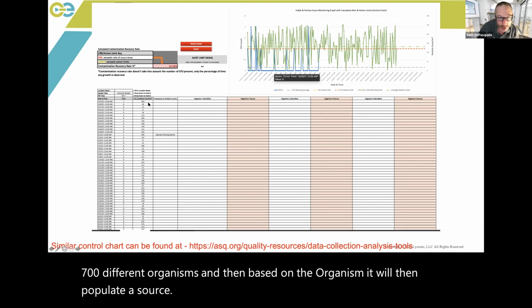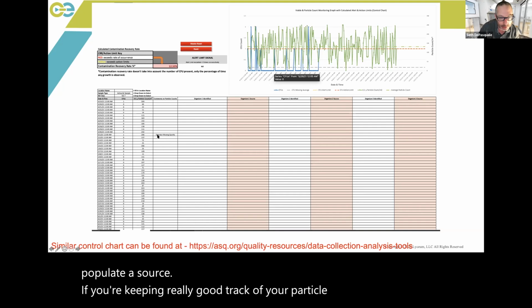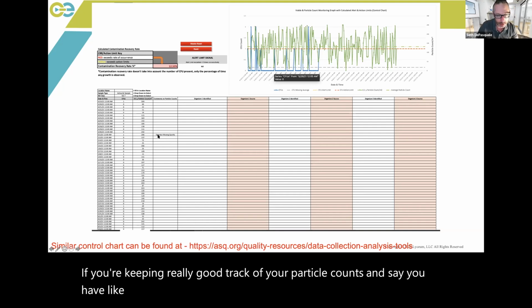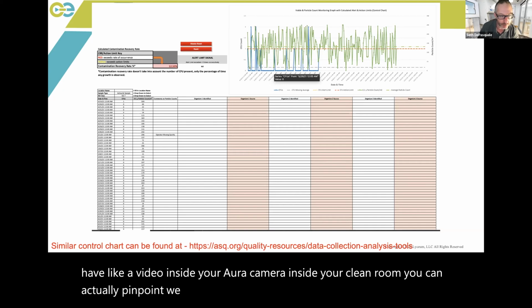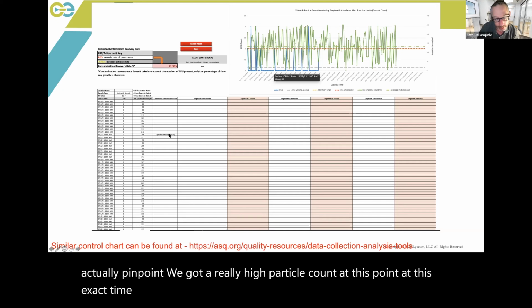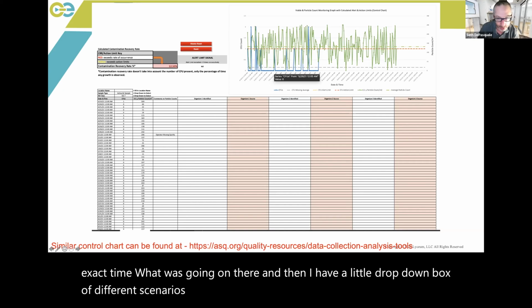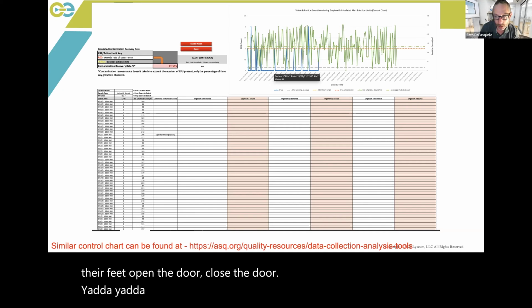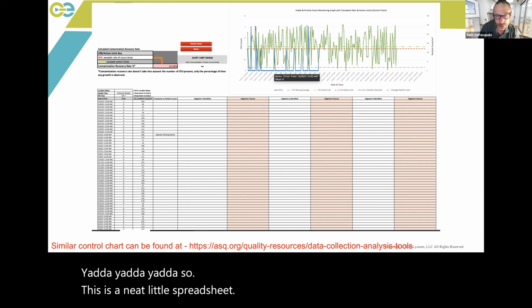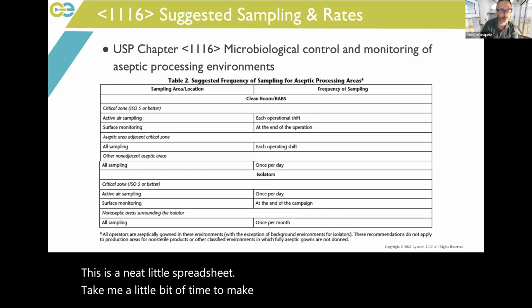If you're keeping really good track of your particle counts, and say you have a camera inside your clean room, you can pinpoint, okay, we got a really high particle count at this exact time, what was going on there? And I have a little drop-down box of different scenarios: operator was moving too quickly, was shuffling their feet, opened the door, closed the door, and so on. So this is a neat little spreadsheet, and it took me a little bit of time to make, but it's a lot of fun. I love Excel.